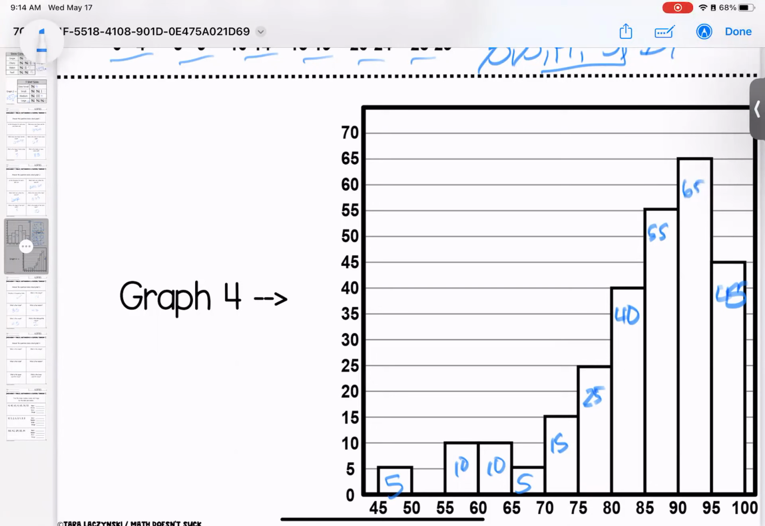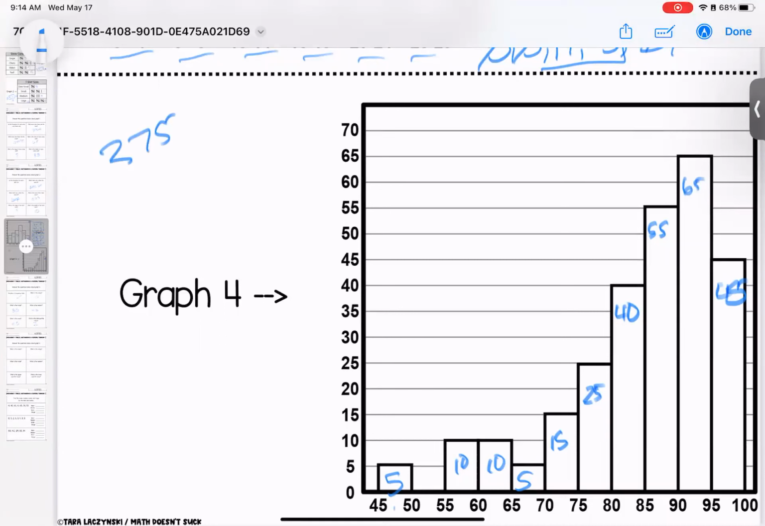So the first thing we need to do is find the mean. So to find that, we have to add up all of our pieces. So we have a 5, 20, just grouping 20, a 25, a 40, 55, 65, and 45. So it totals up to 275. And we have 1, 2, 3, 4, 5, 6, 7, 8, 9, 10 options. So when we divide that, it's going to give us 27.5.